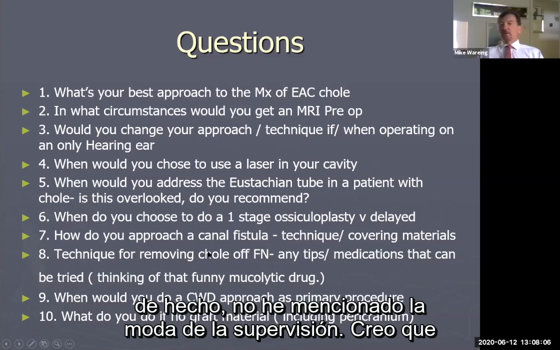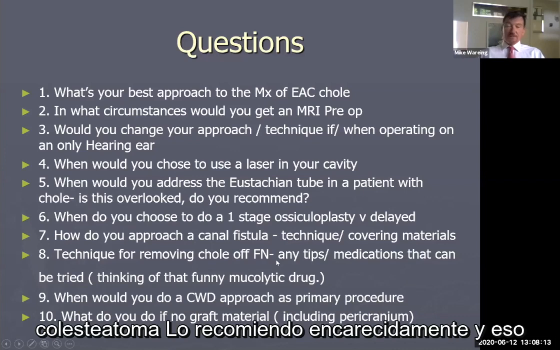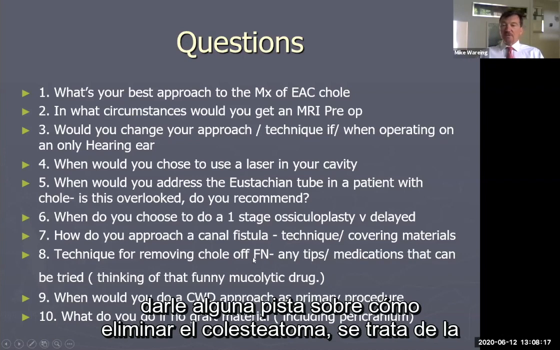Actually, I haven't mentioned facial nerve monitoring. I think you're probably sensible to use facial nerve monitoring for all cases of cholesteatoma. In fact, I would strongly recommend that. And that will give you some clue as to removing the cholesteatoma off it.